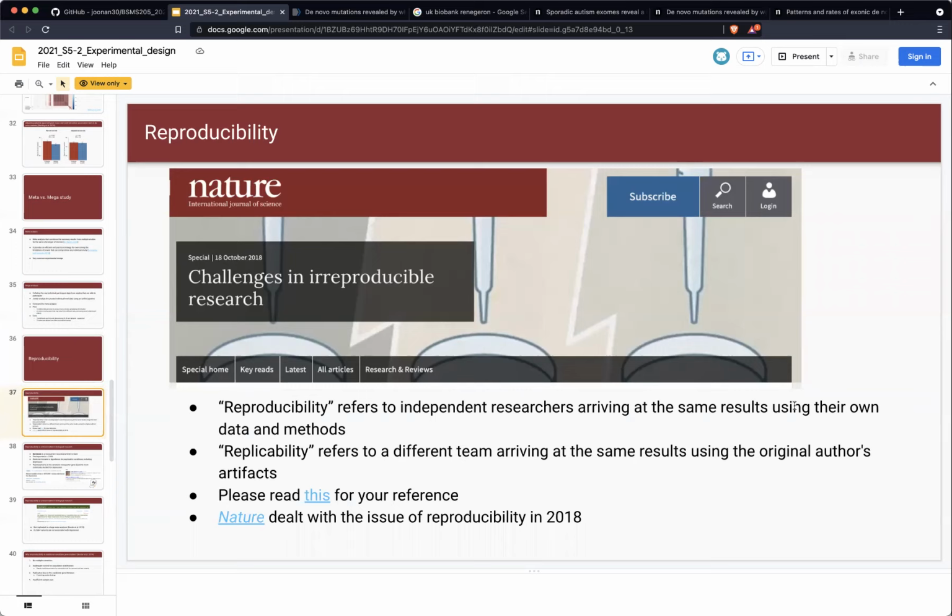And replicability refers to different teams arriving at the same result using the original authors' artifacts, right? So replicability is also a quite similar idea: you see the same result from experiments done by others, right? So reproducibility and replicability are the critical things people want to improve in experimental design these days.